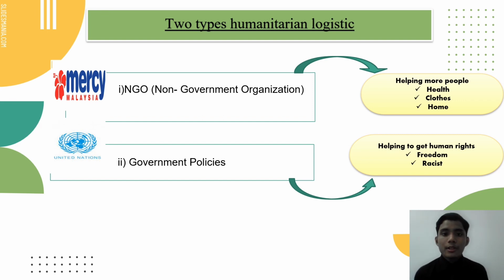And let's go to number two, which is government policy, where the United Nations, UN, is helping to get human rights, freedom in Palestine, and also resist all races. And as you know, the United Nations is important to all the world, to make sure all the countries, all people can live nicely. That's all for me.